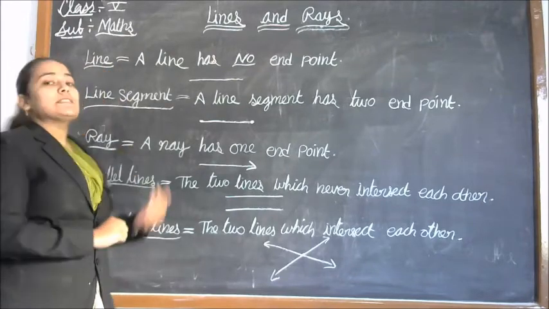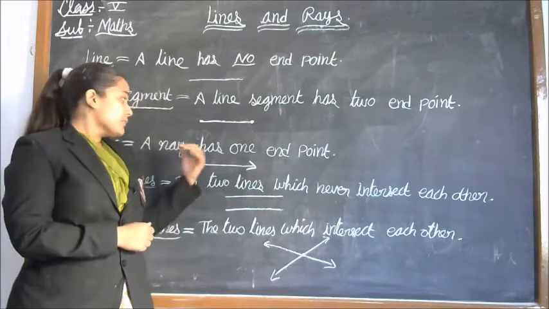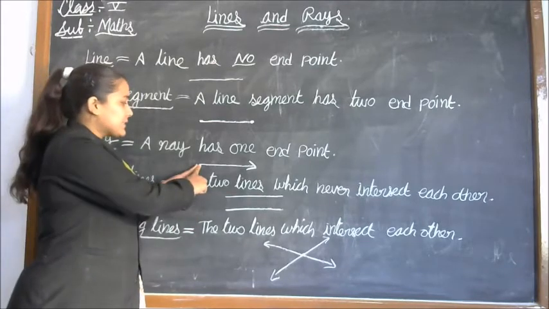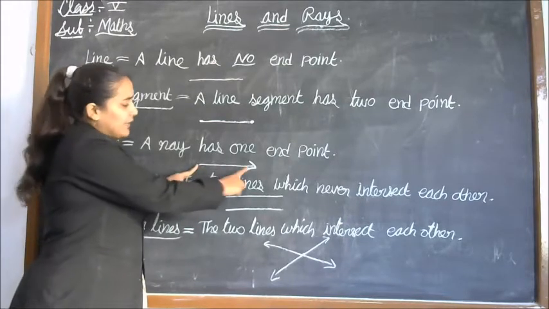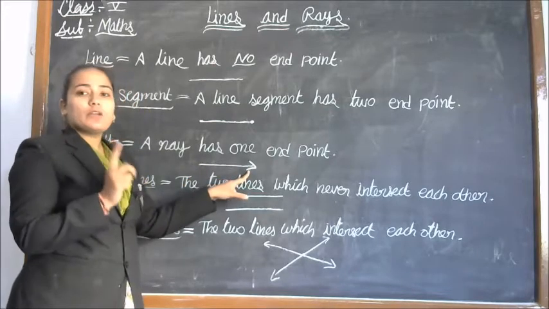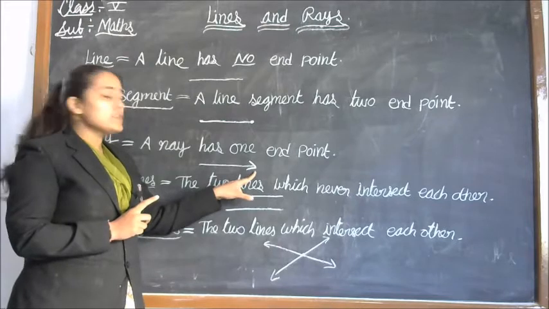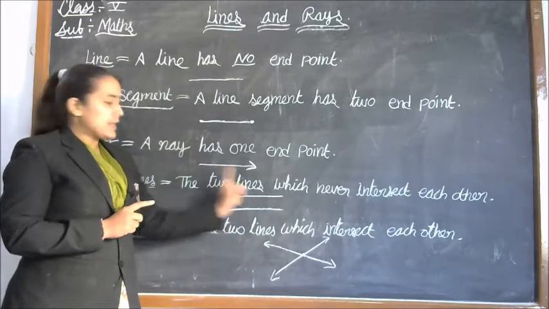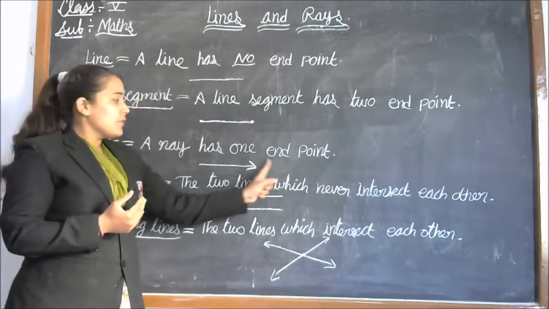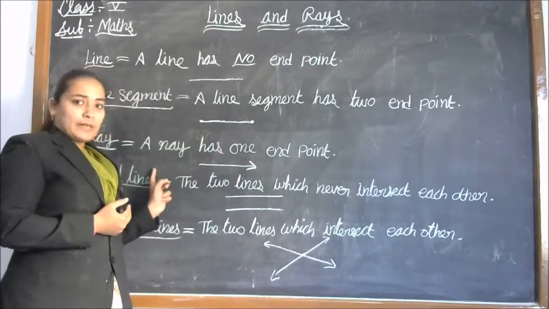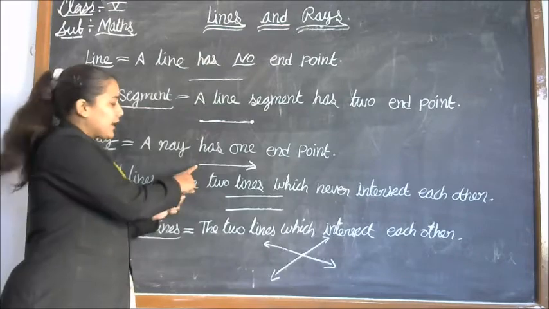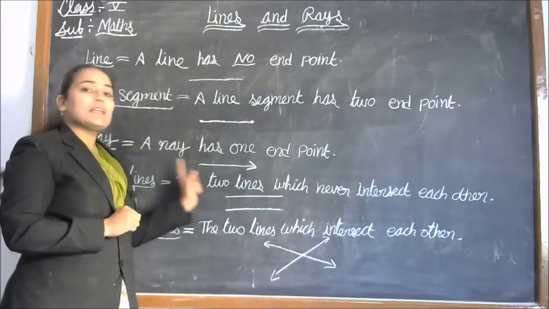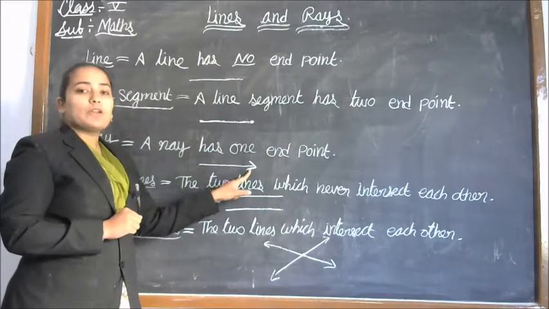Now next one is ray. A ray has one end point, which means it can start from this point. This arrow is the symbol of a ray; when we put an arrow here, it means it is a ray. It cannot extend from this direction. It can extend from the left because ray has only one end point, and this is the symbol of a ray.